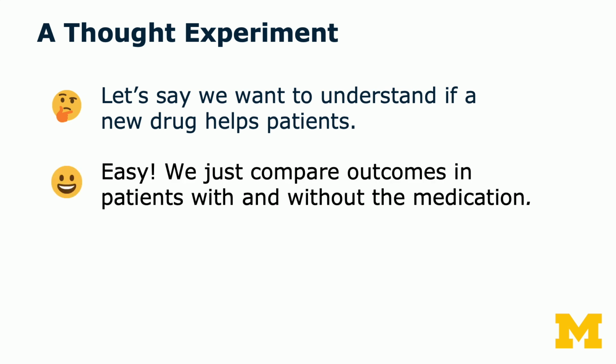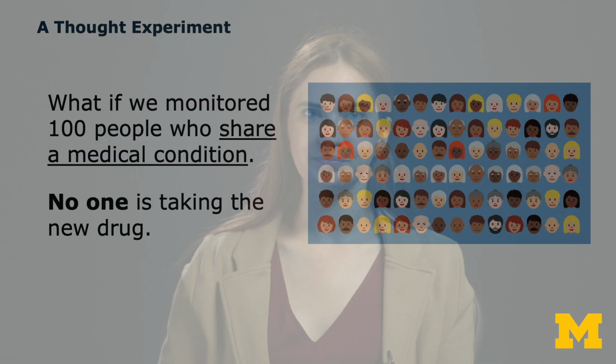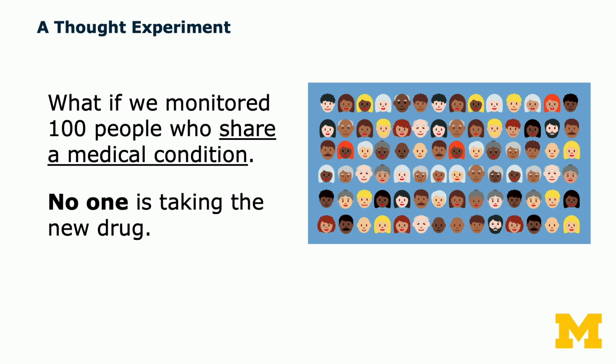So maybe it's easy, right? We could just compare outcomes in patients with and without the medication. Well, is it that easy? Okay, let's think about what would happen if we just did a simple comparison, no hypothesis testing at all. So here's our thought experiment. We're going to monitor 100 people who share a medical condition. And let's say that no one is taking the new drug at all. We just have 100 people. We're just going to observe them.